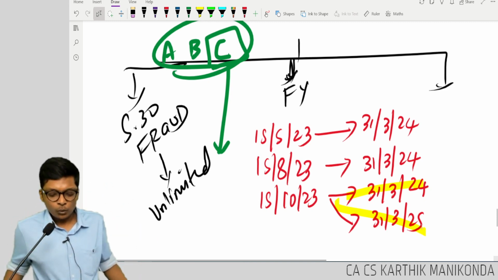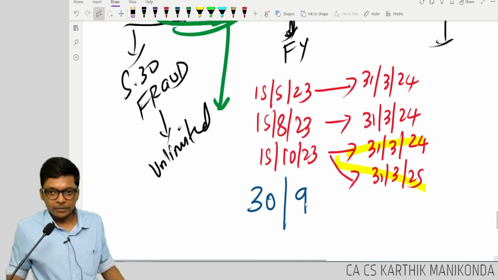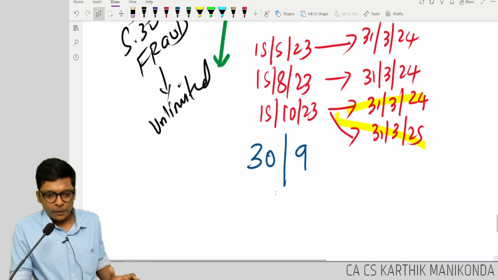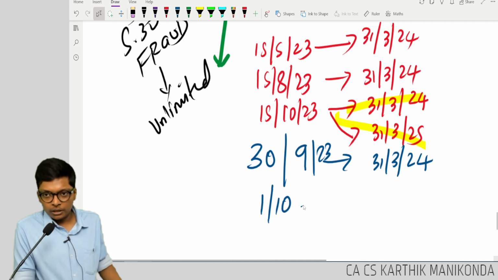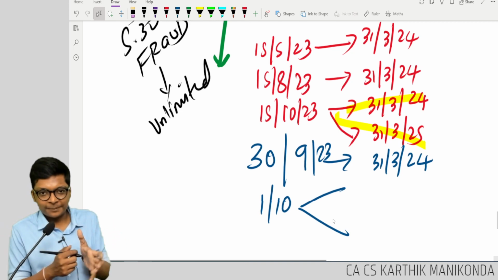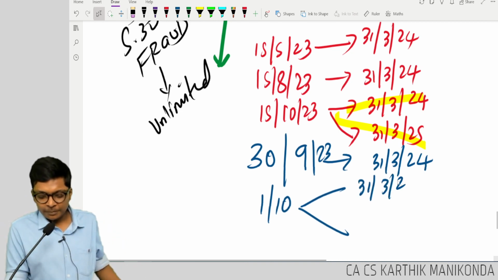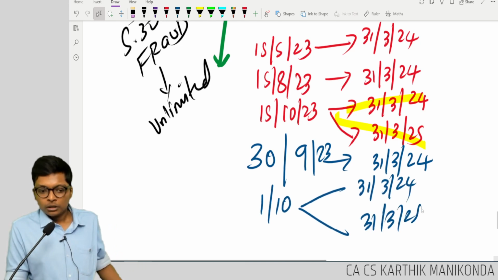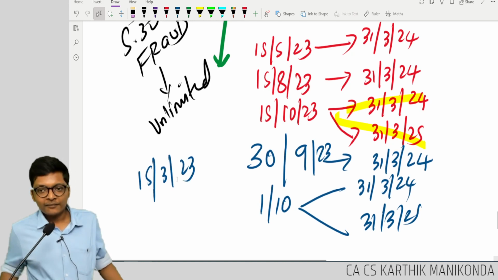Are you following? What is the cutoff over here? 30th September. So if you are incorporated up to 30th September, your year will end on 31st March 24. From 1st October, you have that split choice. Up to the first 6 months, April to September. After this, you can go to 31st March 24 or 31st March 25. Now I am incorporating on 15th March 23. When does my year end?